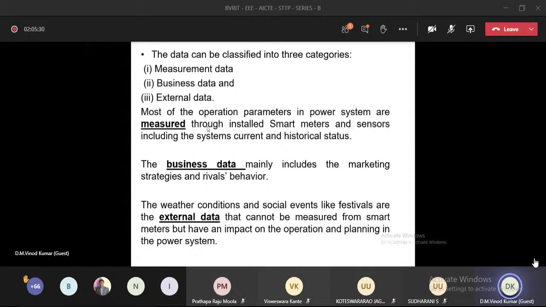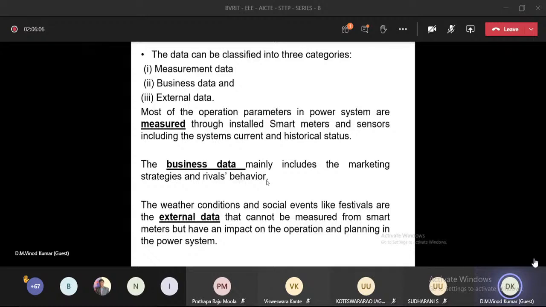What is the business data? The business data mainly includes marketing strategies and rivals' behavior. Suppose a Hyundai company is there. Their rival is, let us say, Maruti Suzuki. Therefore, they can predict or make some strategies such that their rival should not succeed. These marketing strategies cover how many cars I can sell, and how many profits I can get within the next 2, 3, or 6 months, long term or short term, whatever it may be. That is what we call business data.